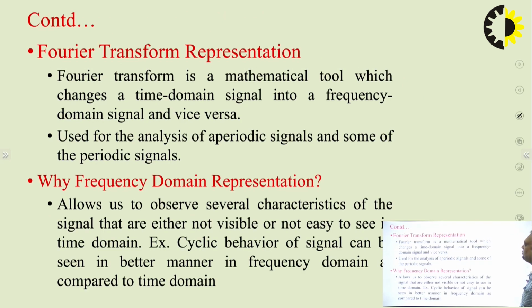Next is Fourier transform representation. Fourier transform is a mathematical tool which changes a time domain signal into a frequency domain signal and vice versa, and it is used for the analysis of aperiodic signals. So this is basically the difference. In case of Fourier series representation, we analyze a periodic signal, but here we mainly analyze aperiodic signals, and we can also do the analysis for periodic signals.